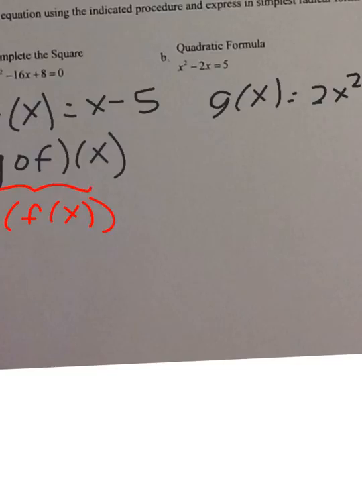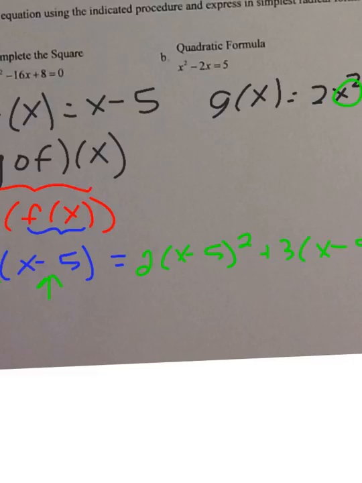Okay, so this is g of, I'm replacing f of x with what it's equal to, that's x minus 5. So that means go to my g function. Wherever I see an x in my g function, I'm going to put in my input, which is x minus 5. So it's 2 times x minus 5 squared plus 3 times x minus 5 minus 4.